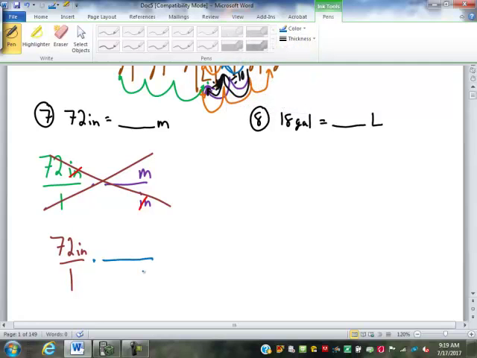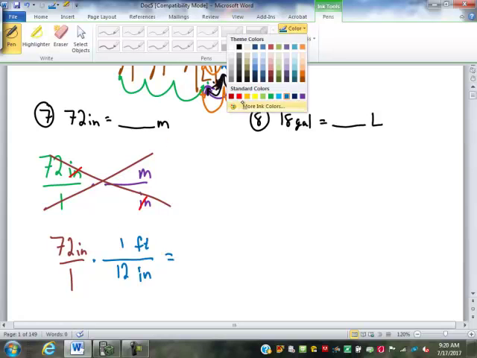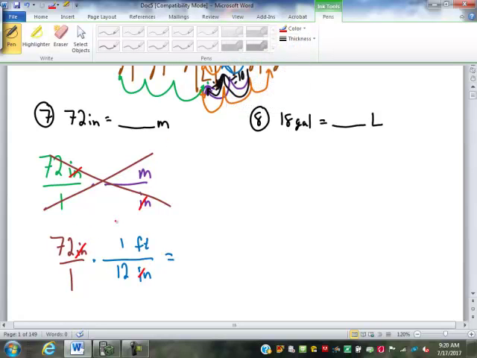So we still have to have inches on bottom here. We either have to go to feet, so that we can get from feet to meters, or we have to go to centimeters and then convert centimeters to meters. Either way. Which did you guys do? Feet first or? Feet first. And 1 foot is 12 inches. So now the inches cancel out. 72 times 1 foot is 72 feet. 1 times 12 is 12, so that's 6 feet. Many of you probably just noticed 72 inches is 6 feet.